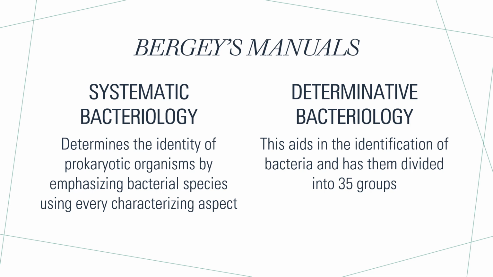And next we'll have the Bergey's manuals. These are things that help aid in determining the type of bacteria. So the systematic bacteriology determines the identity of the organisms by emphasizing some of those characterizing aspects, whereas the determinative bacteriology manual aids in the identification of bacteria, and they are divided into 35 groups.